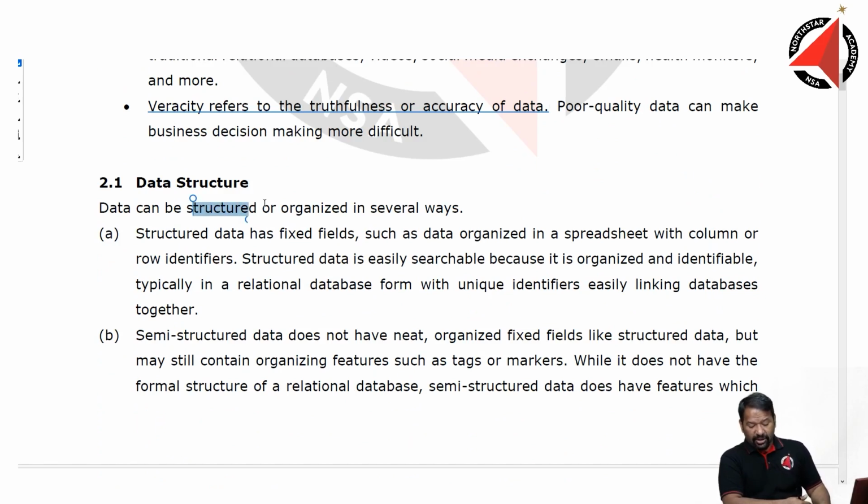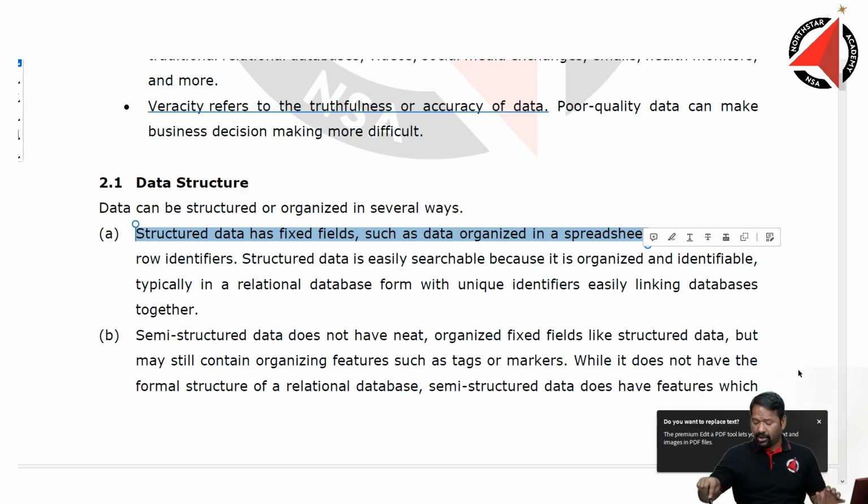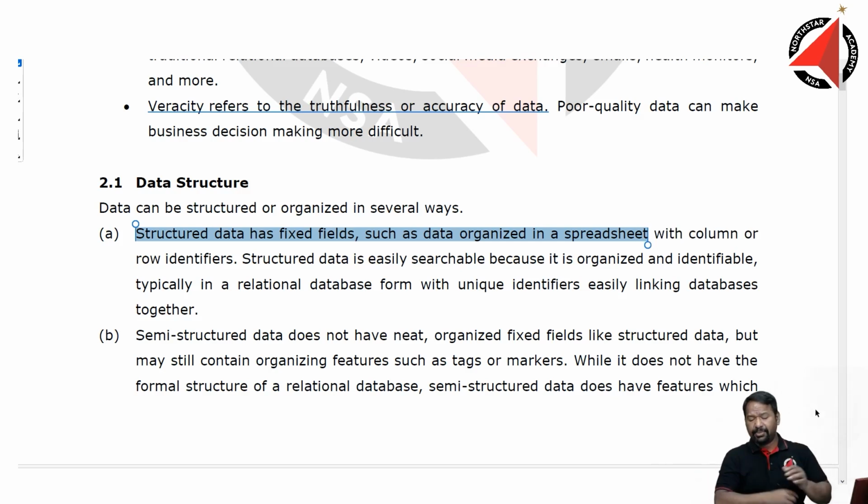Data can be structured or organized in several ways. Structured data has fixed fields, such as data organized in a spreadsheet. So a simple spreadsheet, Excel, I'm sure all of you know that we have columns and we have rows, and that's a simple structure of data in columns and rows. That is very well organized. So we call them structured data.